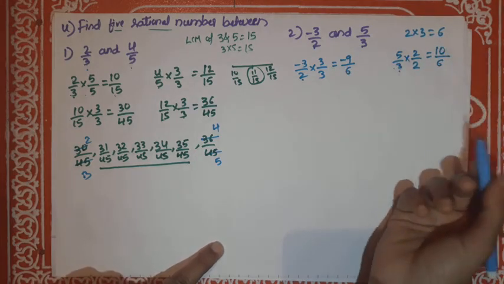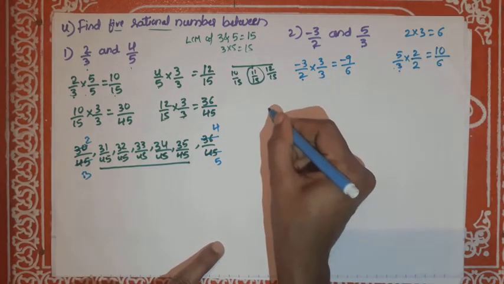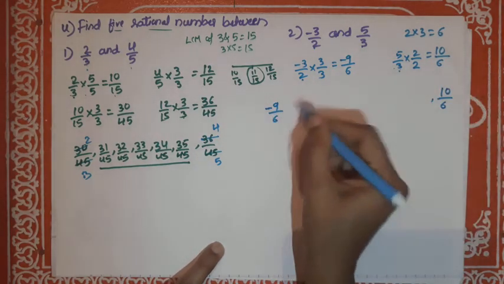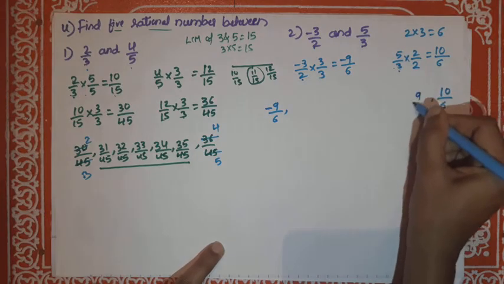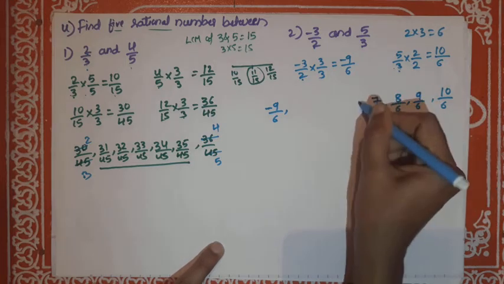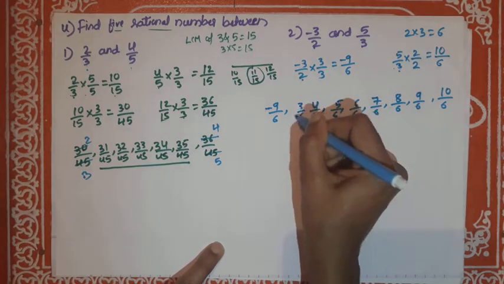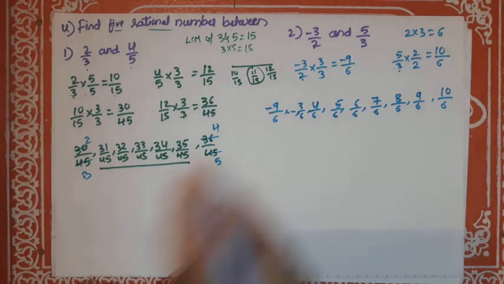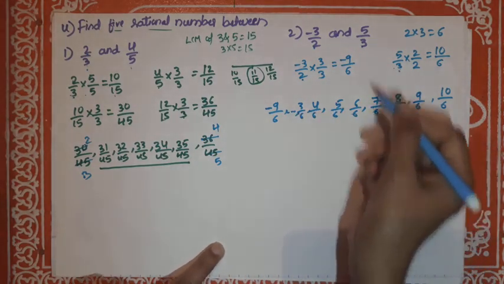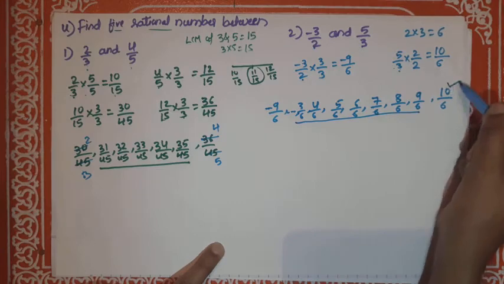There may be many rational numbers here. That's why I just write the rational numbers between these two, minus 9 by 6 and 10 by 6. I write them as 10 by 6, 9 by 6, 8 by 6, then 7 by 6, 6 by 6, 5 by 6, 4 by 6, 3 by 6, and so on, many, up to minus 9. Here I have written 1, 2, 3, 4, 5, 6, 7, many numbers. They have asked only 5 rationals. So these are the rational numbers between these two numbers.